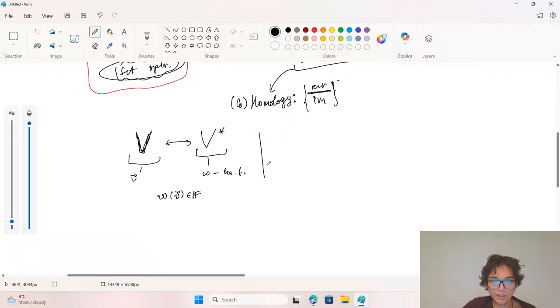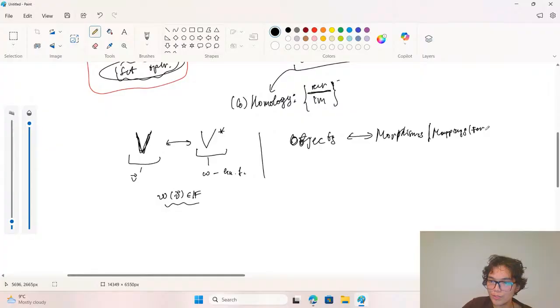I don't remember much about it already. I learned it a few months ago and I haven't opened it yet. But in simple words, I mean we have some objects and some morphisms on them, some mappings, or we can say some forms, as in this situation, forms.